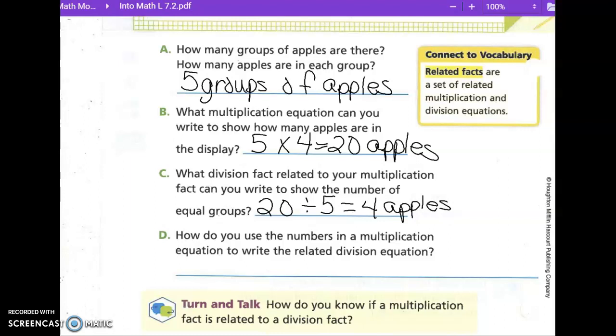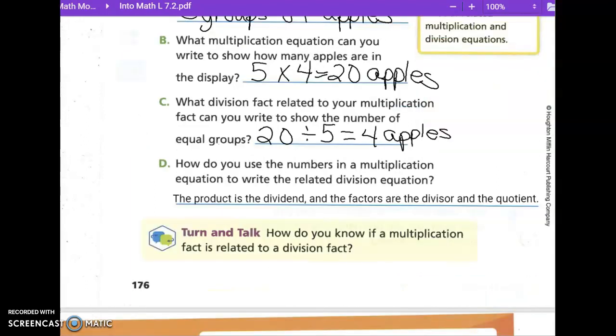All right, let's look at D. How do you use the numbers in a multiplication equation to write the related division fact? First of all, the product becomes what? Do we remember what this part is? It's the dividend. The factors are the divisor and the quotient. All right, so here it is in written words. The product is the dividend, and the factors are the divisor and quotient. If you're at home, please pause your recording and go ahead and get this written down.